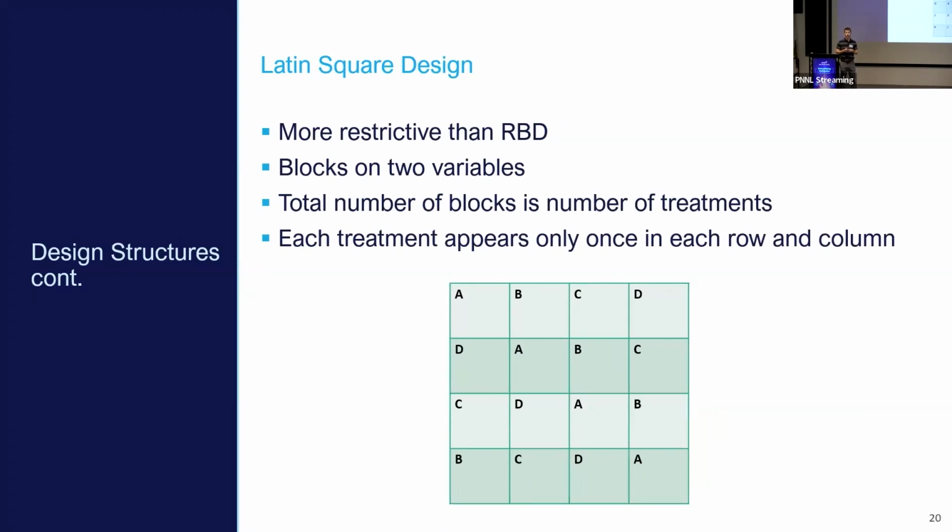In contrast, then we also have the Latin square design, which is more restrictive than the randomized complete block because it's allowing you to block on 2 variables. So then the total number of blocks is going to be the number of treatments. And each treatment is going to appear only once in each row and in each column, kind of like a Sudoku. So it becomes a little bit more complicated, and it has to be, in this case, a perfect square. You aren't able to do an incomplete Latin design as much.